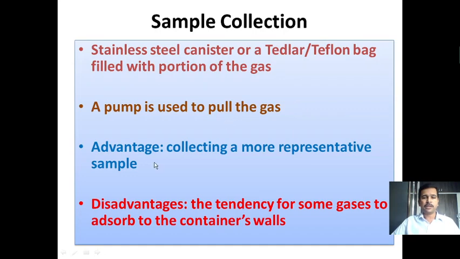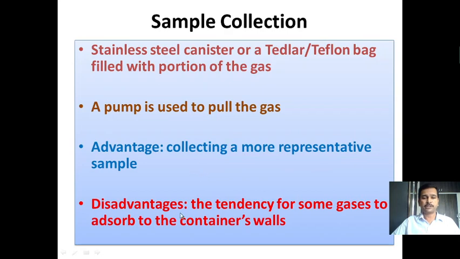Here the important advantage is that we can collect a more representative sample from the atmosphere. If a gaseous sample is needed, we will be collecting a specific representative sample. There is no need to follow any sample size reduction steps, or to convert a bulk sample into a small sample to obtain a representative sample. So straight away we will be collecting a representative sample.